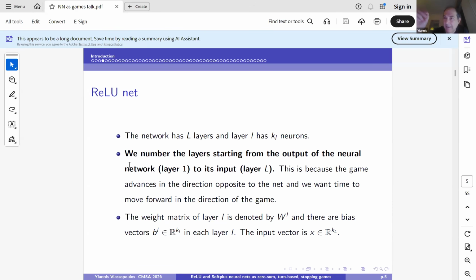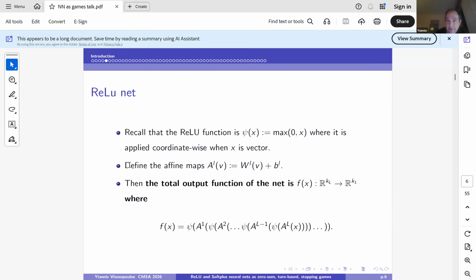That is because the game that realizes the value of the output of the neural network is not played in the direction of the network, it's played in the opposite direction. What happens is that the Shapley-Bellman recursion, which is a backwards recursion, is the one that produces the ReLU network. Besides that, everything is completely standard. The only thing to keep in mind is the numbering of the layers. And recall that the ReLU function is just psi(x) = max(0, x).